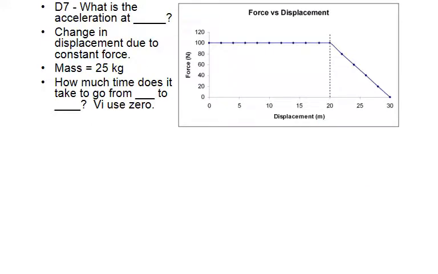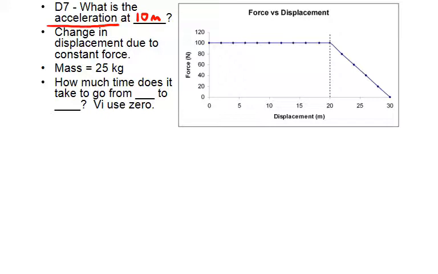Okay, so for this sample problem, we want to look at how we can use the data from this graph to interpret force and displacement. So in the y-axis here we have force, and then we have displacement in the x-axis. And so the first question we want to ask is, if this object is at 10 meters, what is the acceleration?